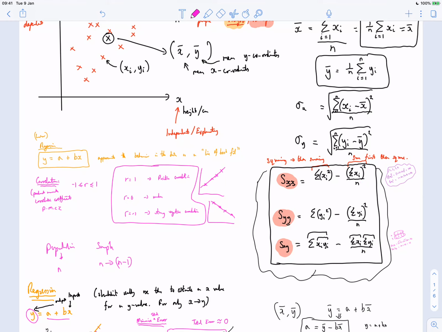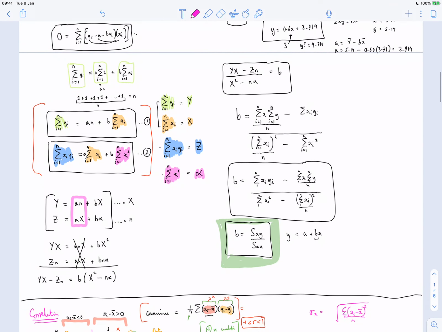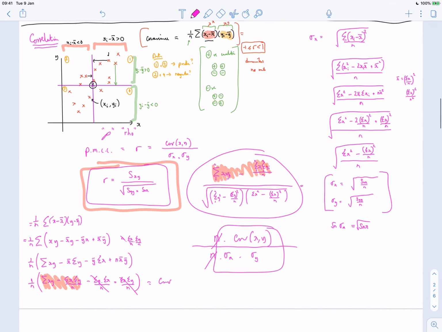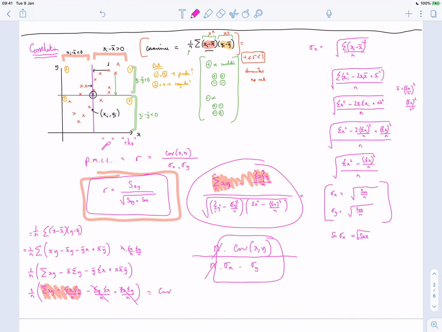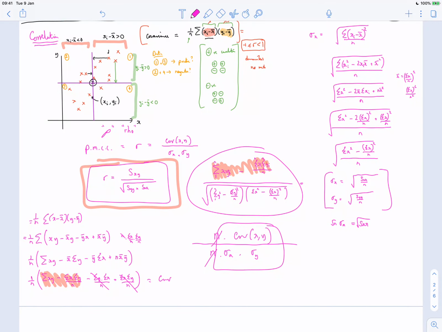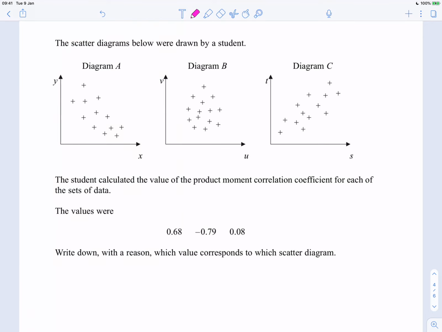To be honest, it does make a difference, but I wouldn't worry about it too much. Just assume that you're dealing with a population, unless the question does specify sample, and you've got to be really careful. Okay, well, enough chat. Let's actually do some work. So I'll start off easy, and then I'll do a couple of calculations, and we'll probably call it a day. It's quite a long video. So pause the video if you want to give it a go yourself.